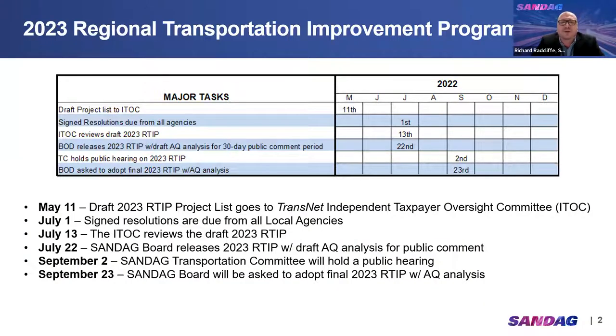Okay, so the last RTIP item we presented to this group was, I believe, at the end of 2020. And at that time, we were in the middle of developing the 2021 RTIP. This time around, we're coming to you a bit earlier in the process for the 2023 RTIP. As of January 28th, agencies have been entering their projects and have been scheduling their council meetings and public hearings. As you can see on the calendar shown on this slide, the draft 2023 RTIP project list will be ready for review by the TransNet Independent Taxpayer Oversight Committee, or the ITOC, at their May 11th meeting.